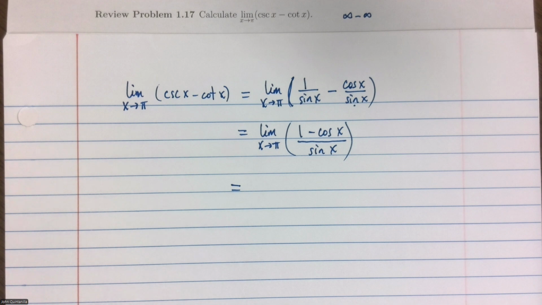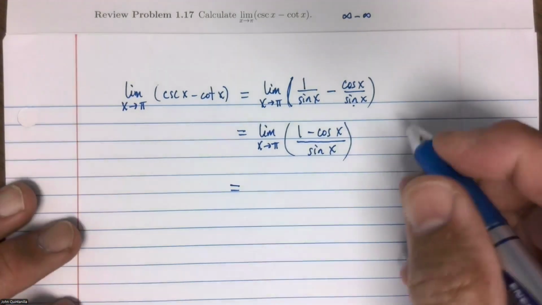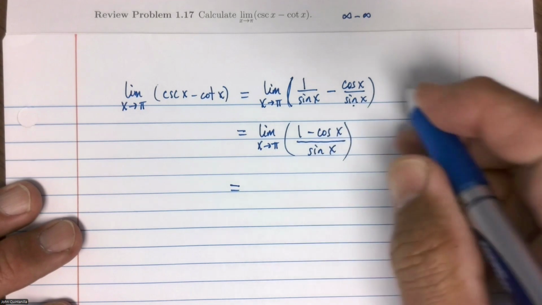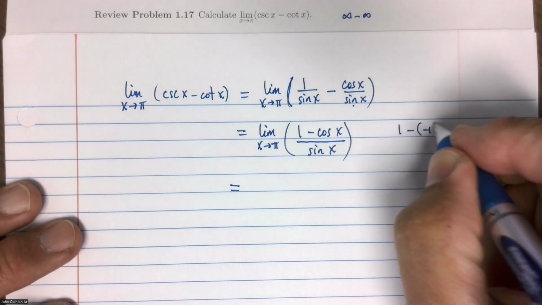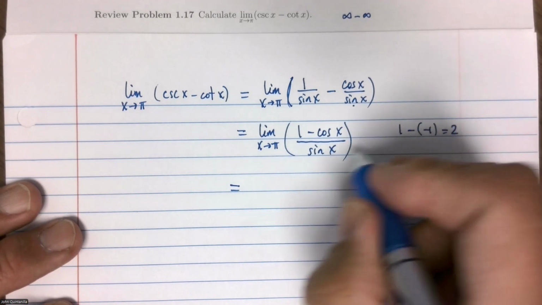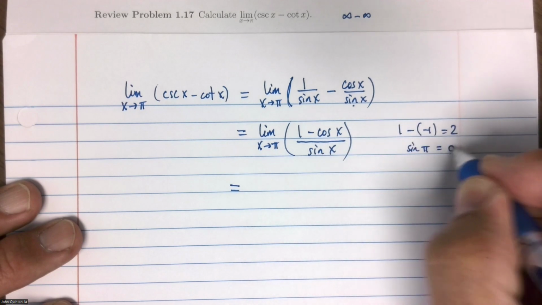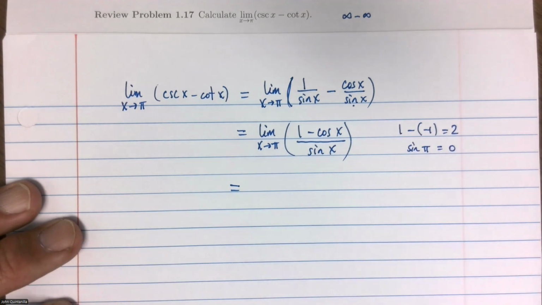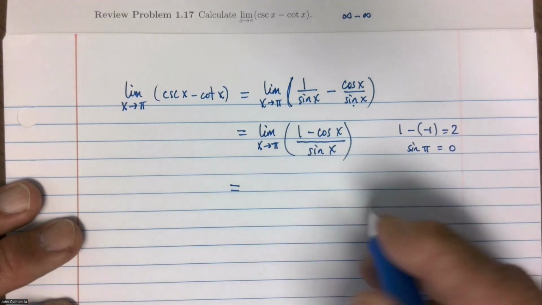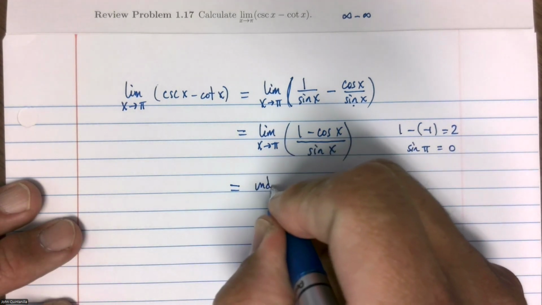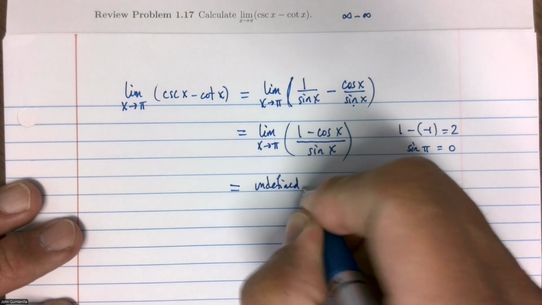And so here we actually do not need to use L'Hopital's rule at all. We have now massaged this so that on top I have 1 minus cosine of pi, which is 1 minus -1. That's equal to 2. And on the bottom, the sine of pi is equal to 0. So I have the form 2 over 0. L'Hopital's rule does not apply, and so this is just simply undefined. It blows up.